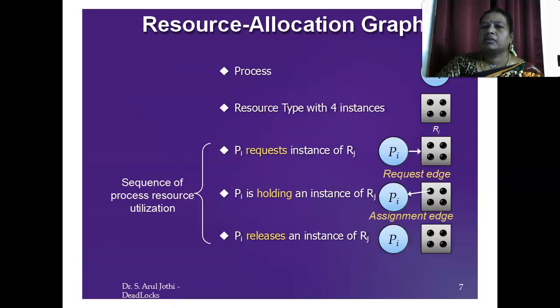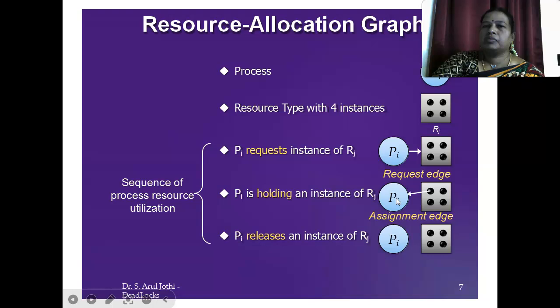So these are the categories we are going to see in the resource allocation graph. A process Pi is drawn in a circle, and a resource type with 4 instances means that for a particular resource we have 4 instances. It is represented by a square with 4 black circles. In the sequence of requests, if Pi requests an instance of Rj, then a directed edge, the request edge, is shown. Next is the assignment edge: if a resource is allocated to a process, then the assignment edge is shown.